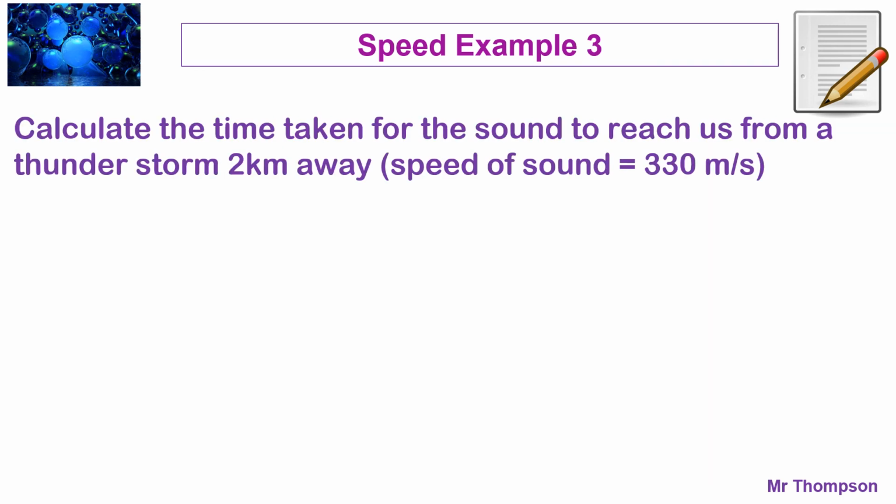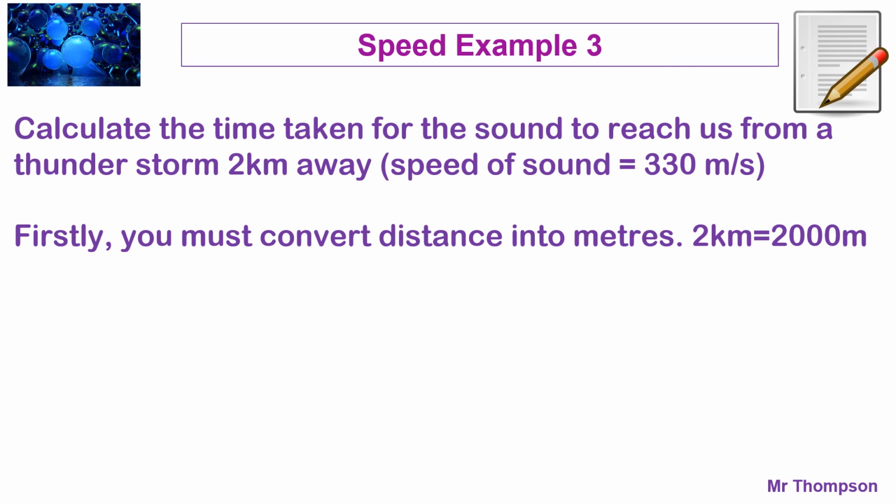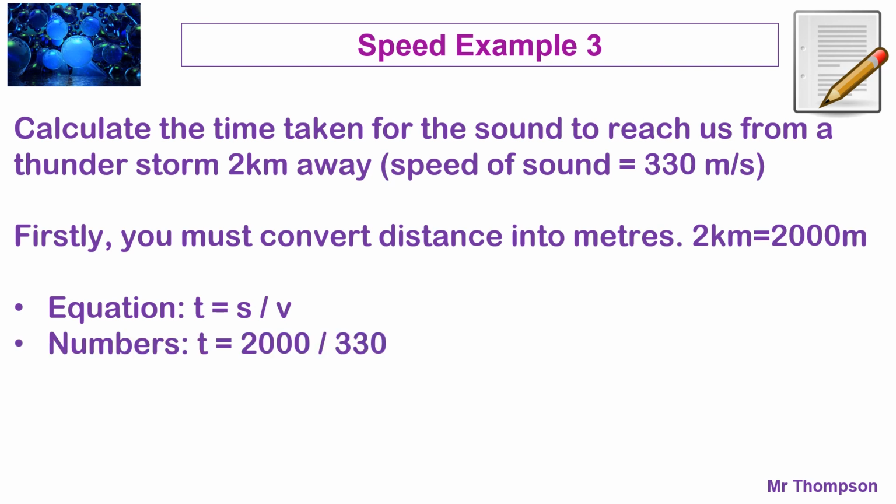Example number 3. This time you're going to calculate the time taken for sound to reach you from a thunderstorm 2 kilometers away. The speed of sound taken is 330 meters per second. So this time you must convert the kilometers into meters, so it's 2,000 meters. Then put in the correct version of the equation, and you get an answer of 6.1 seconds. So that's how you'd hear the thunder, about 6 seconds after the lightning, because lightning travels much faster, almost instantaneously.